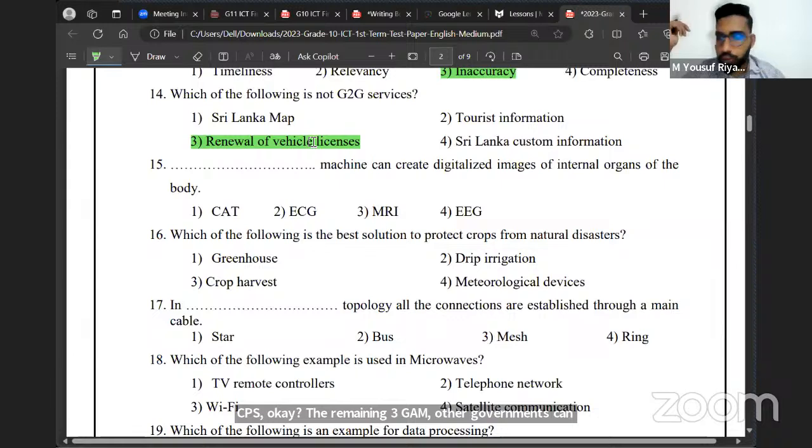The Sri Lankan map can be useful for other governments. Tourist information can be used by other governments. Sri Lankan customs information can also be suitable for other governments. But renewal of vehicle license is not suitable for other governments. It's suitable only for Sri Lankans, so it's basically citizens.